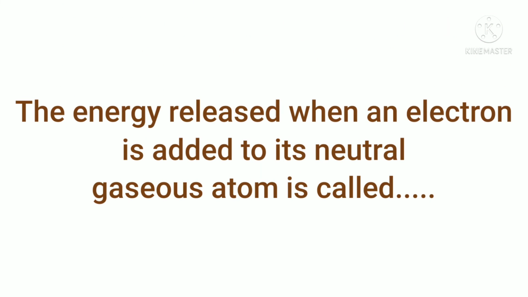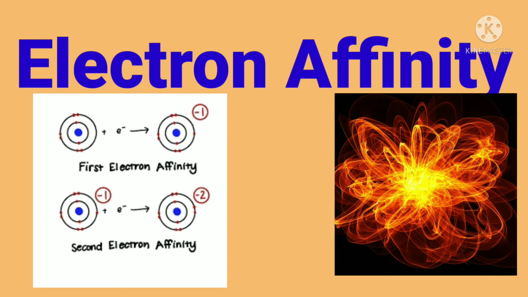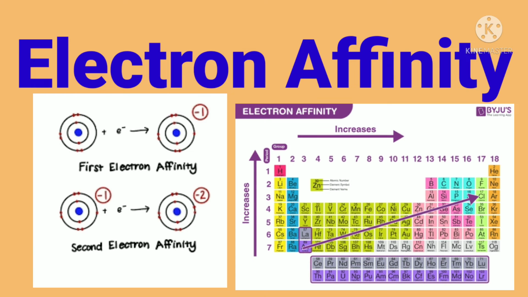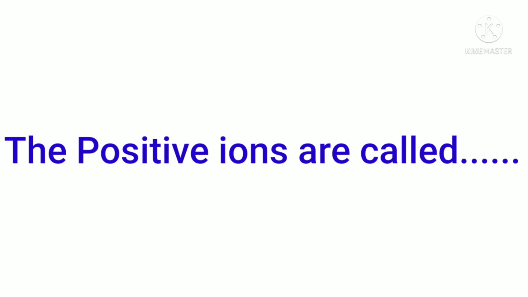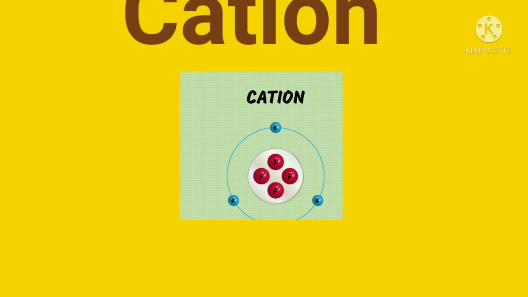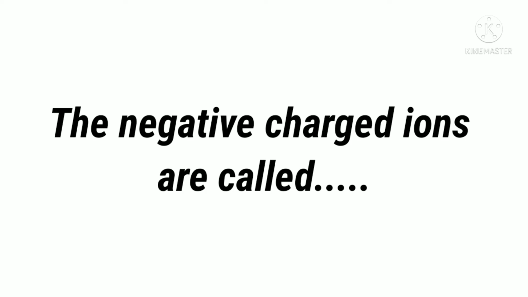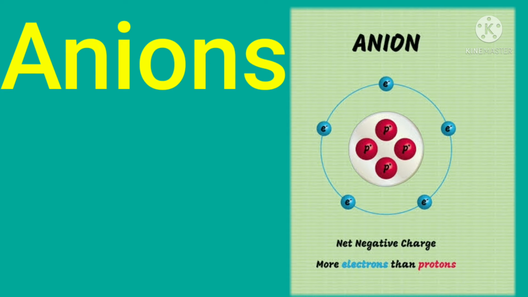Energy released or liberated when an electron is added to its neutral gaseous atom is called electron affinity. We know highest electron affinity element is chlorine. The positive ions are called cations and negative ions are called anions. The positive ions are called cations. The negative charge ions are called anions.